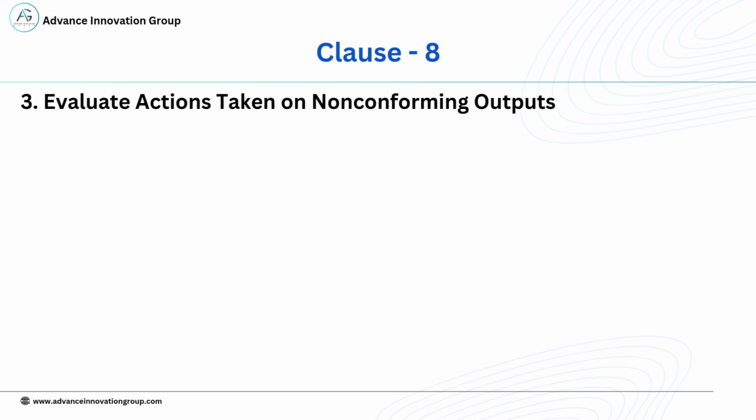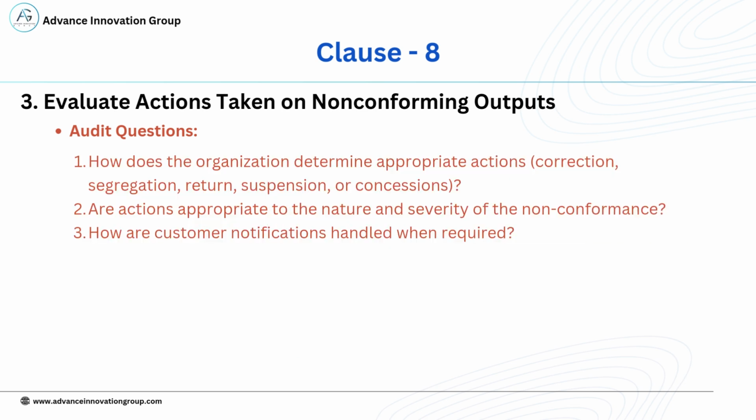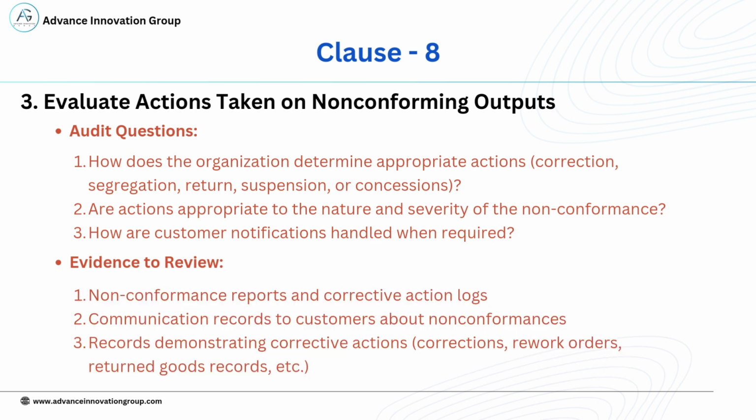3. Evaluate actions taken on nonconforming outputs. Audit questions. 1. How does the organization determine appropriate actions: correction, segregation, return, suspension, or concessions? 2. Are actions appropriate to the nature and severity of the nonconformance? 3. How are customer notifications handled when required? Evidence to review. 1. Nonconformance reports and corrective action logs. 2. Communication records to customers about nonconformances. 3. Records demonstrating corrective actions, corrections, rework orders, return goods records, etc.